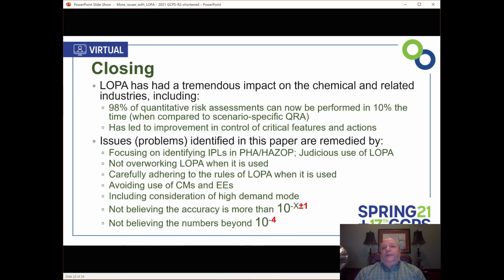Just in conclusion, the main things I want to leave you with is make sure you're focusing properly on the use of LOPA and not overusing it. We recommend you not use the conditional modifiers or enabling events at all. Close the gaps on doing the inspection, test, and preventive maintenance, the maintaining, the validating of your IPLs and initiating events. And don't believe the numbers when they get too low. They're probably false. And recognize that all the numbers that are being reported are plus or minus an order of magnitude.